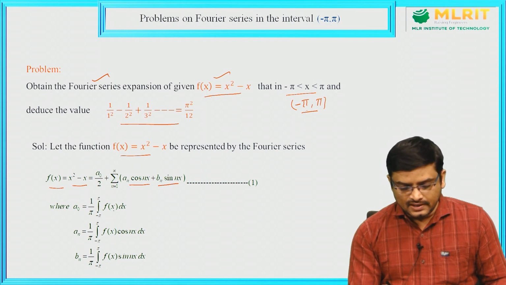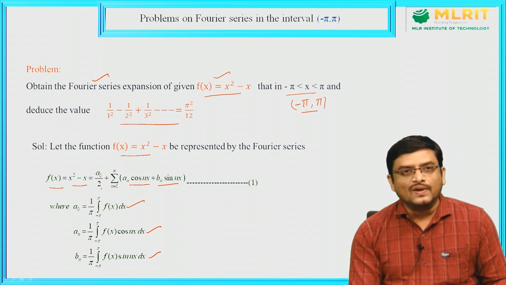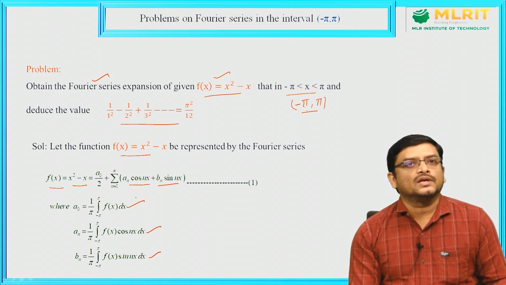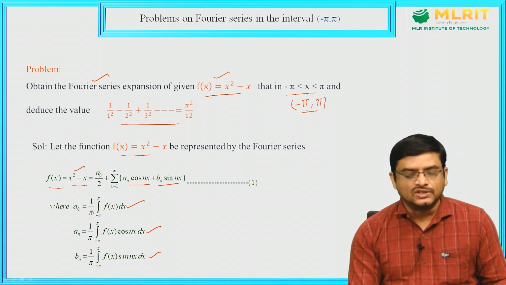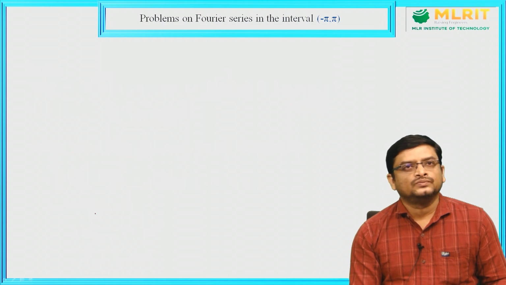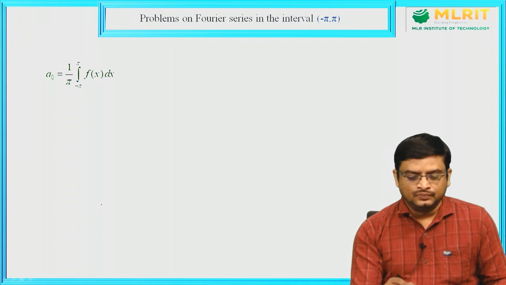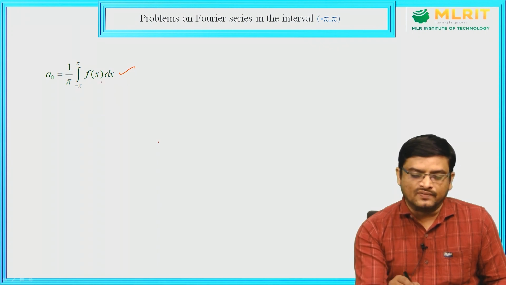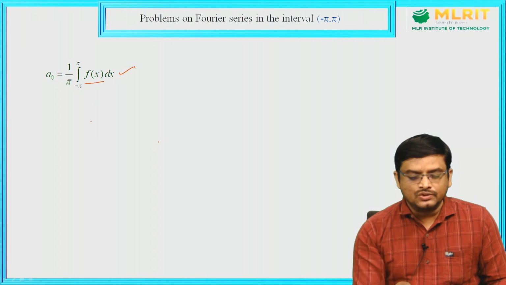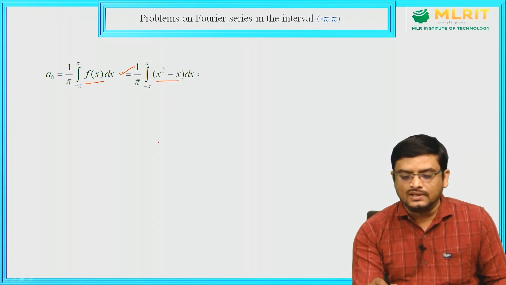Once we find the values of an, bn and a0, if we substitute them in this equation 1, then we get our required Fourier series in the interval minus pi comma pi for the function x squared minus x. Now one by one we will see how to find the coefficient values. First we will find the a0 value. This is the standard formula, 1 by pi integral from minus pi to pi f of x dx. Now I want to replace f of x here, since f of x is equal to x squared minus x.